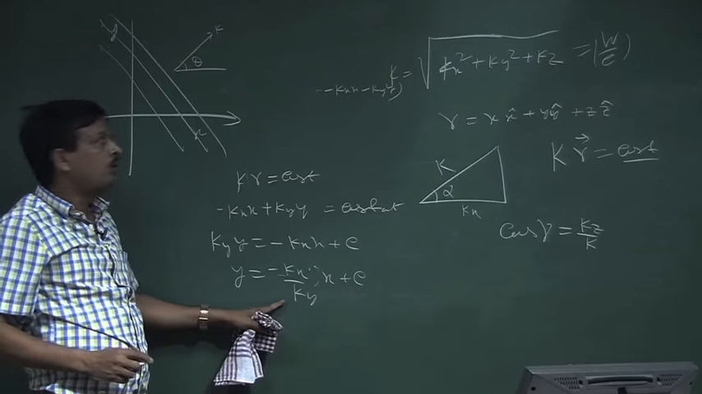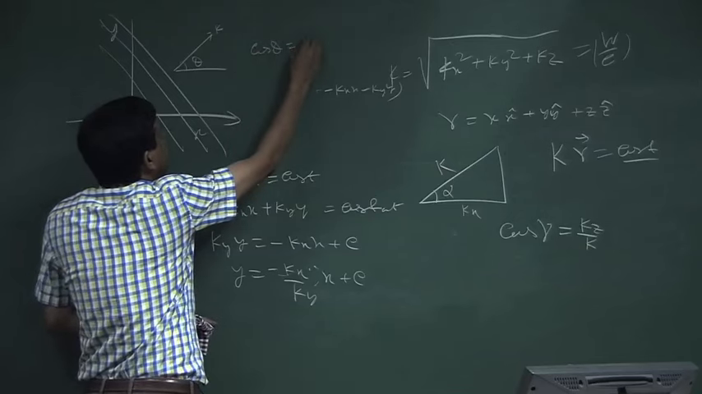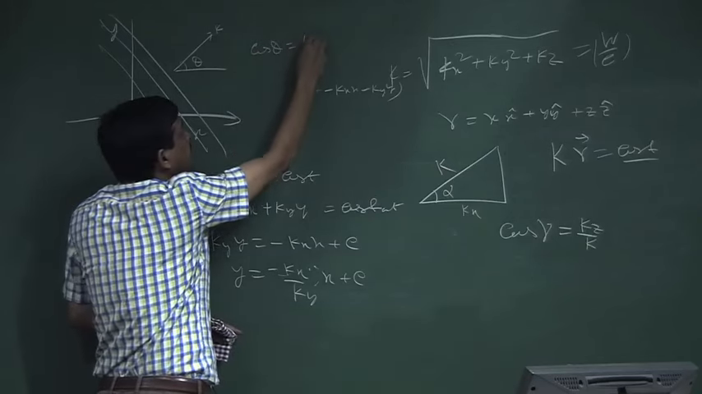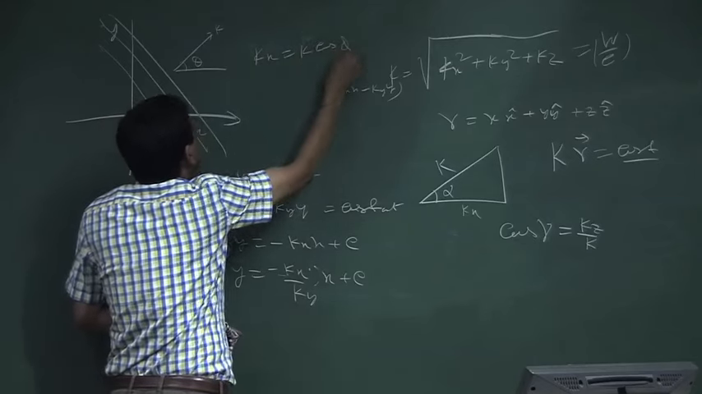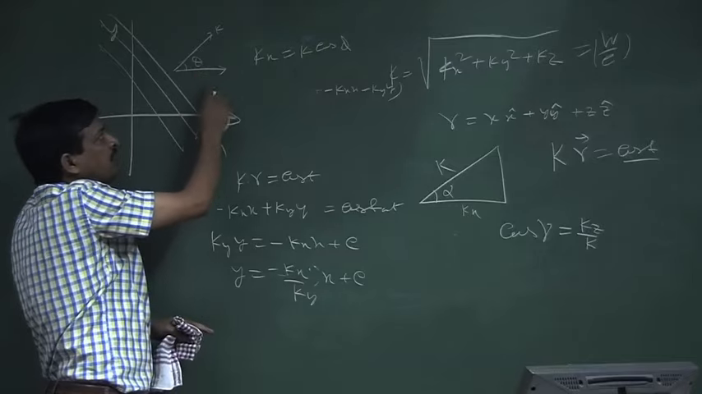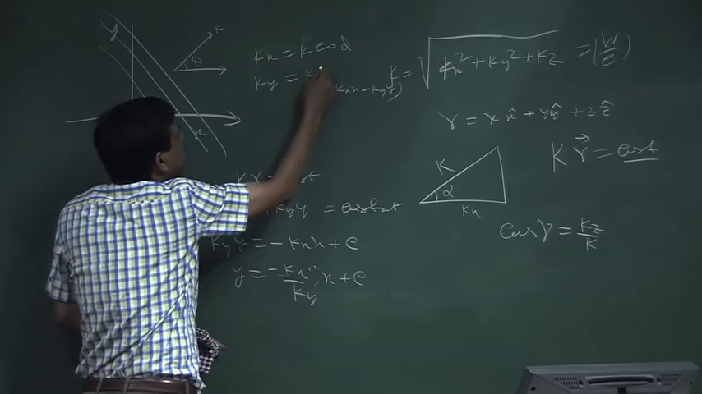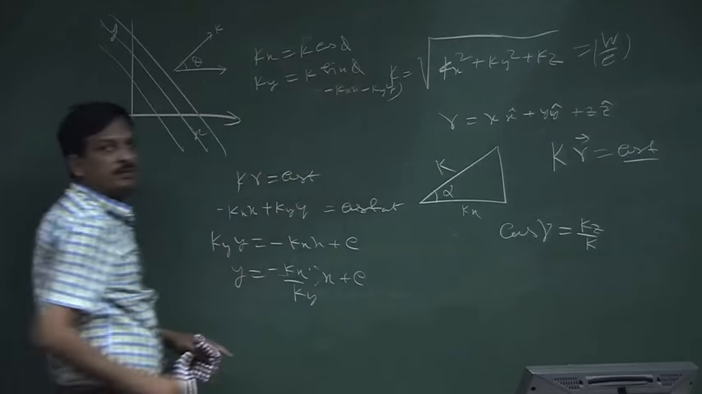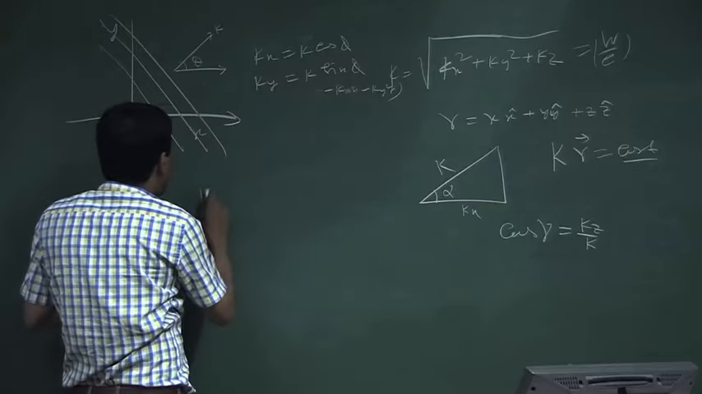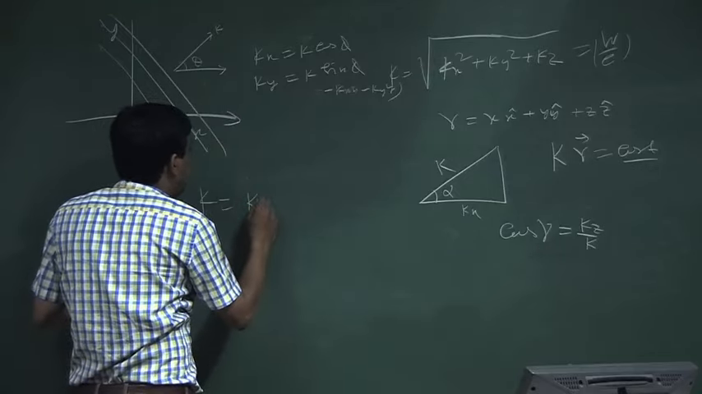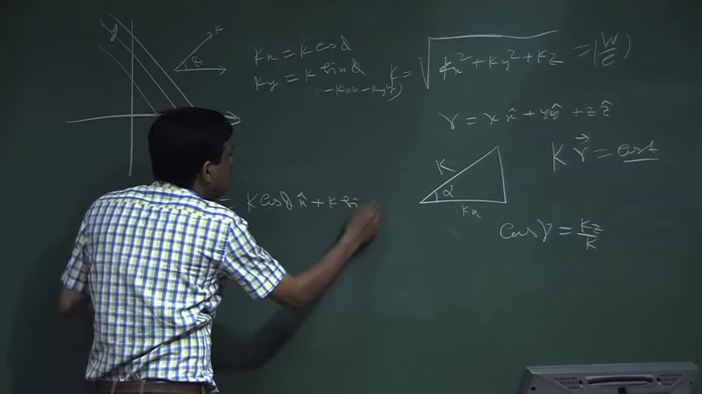So with the angle phi, what is cos phi? I can write kx is nothing but k cos phi. This angle phi, the x axis projection is k cos phi, and what is the y axis projection? ky is nothing but k sin phi. So the whole k can be written as k cos phi in the x direction plus k sin phi in the y direction.